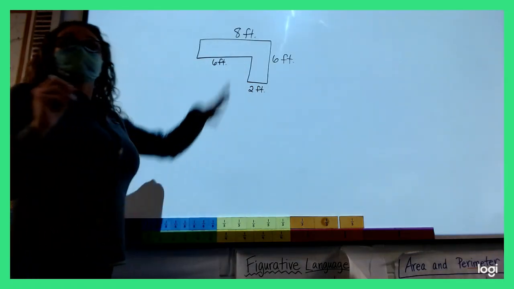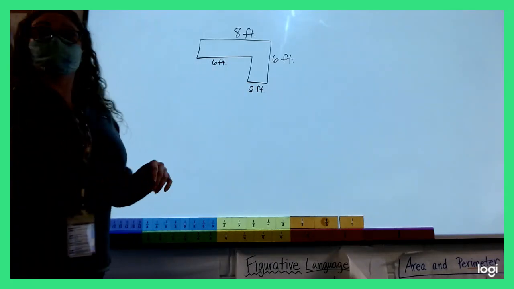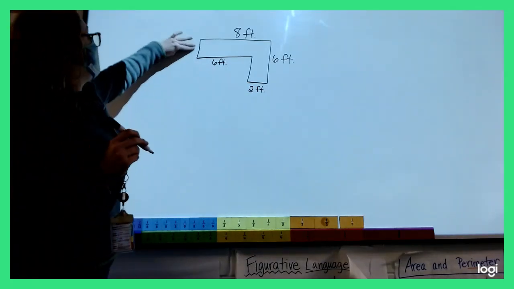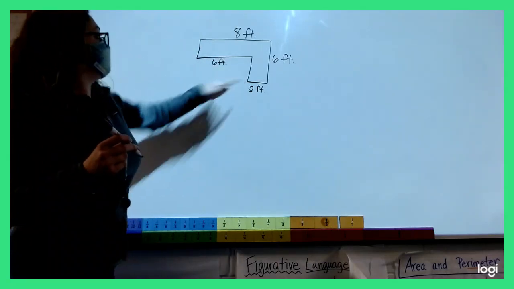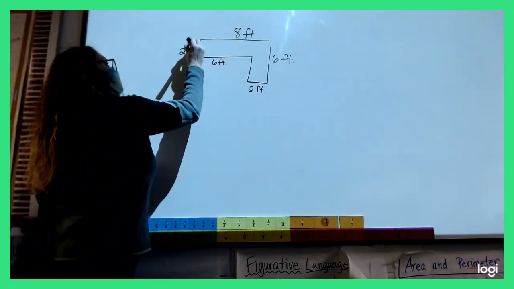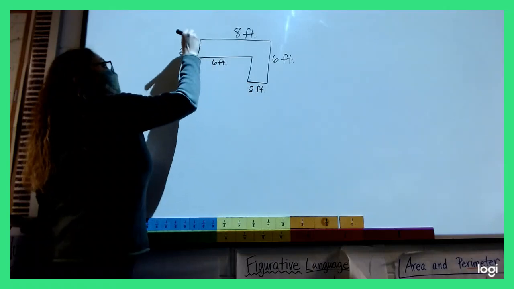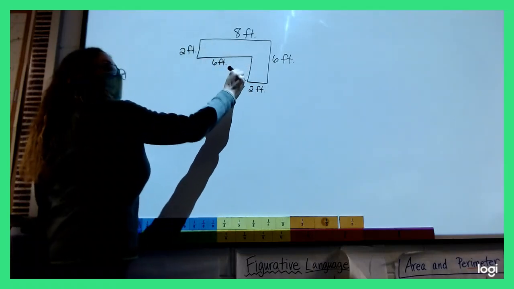So when I'm making these up, I can't just put whatever numbers. I have to make sure it makes sense. Now I've got 6 feet along this side, so I can put something here and something here. I'm going to say this is 2 feet. And if that part's 2 feet, what does this part have to be?